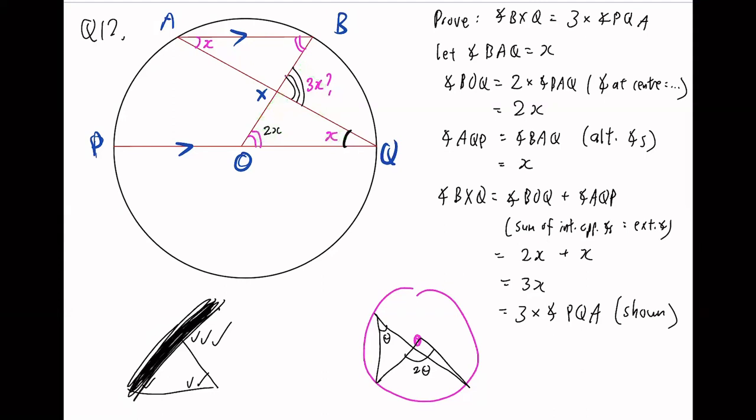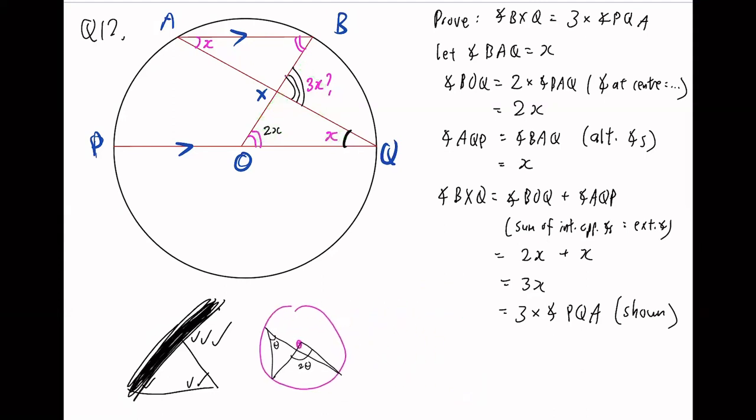Do you get what I'm saying? You can do this in 2 steps. Find this one, it will be 180 minus 2x minus x, which is 180 minus 3x. Then these two angles must add up to 180, so 180 minus (180 minus 3x) with brackets, and you'll end up with 3x. Okay, good. Question 12 done. Let's move on. Are there any more questions?